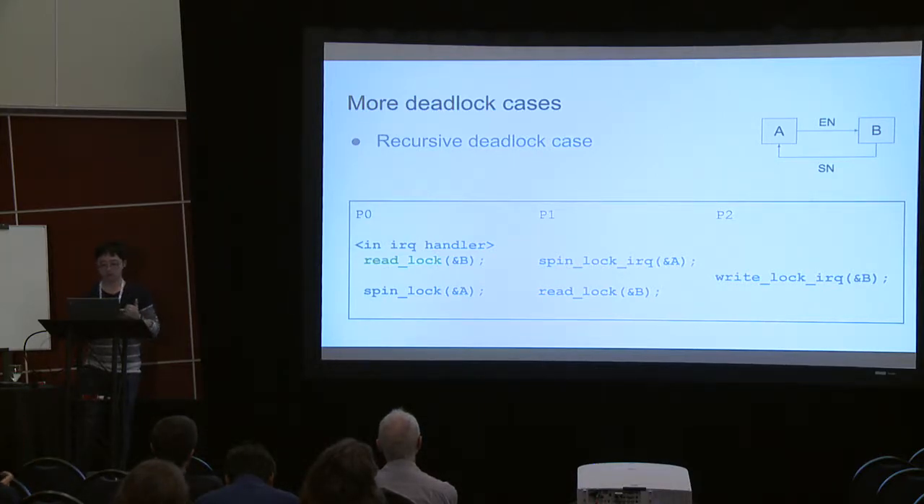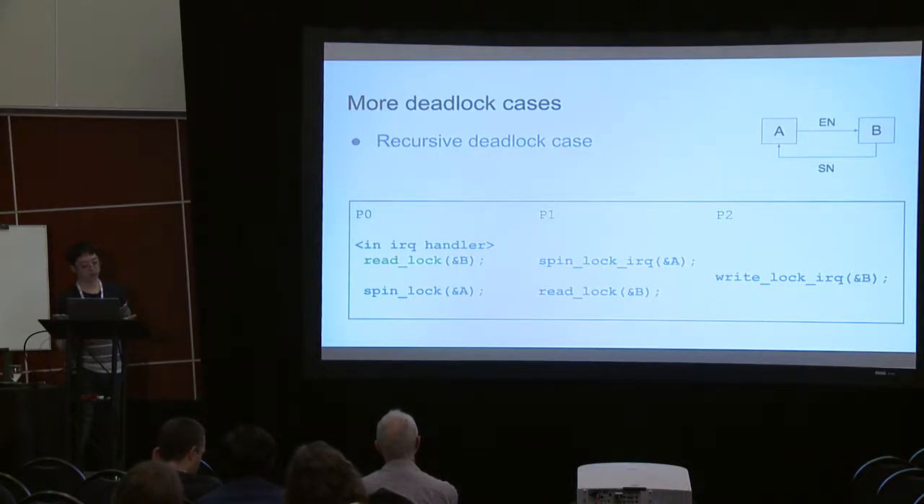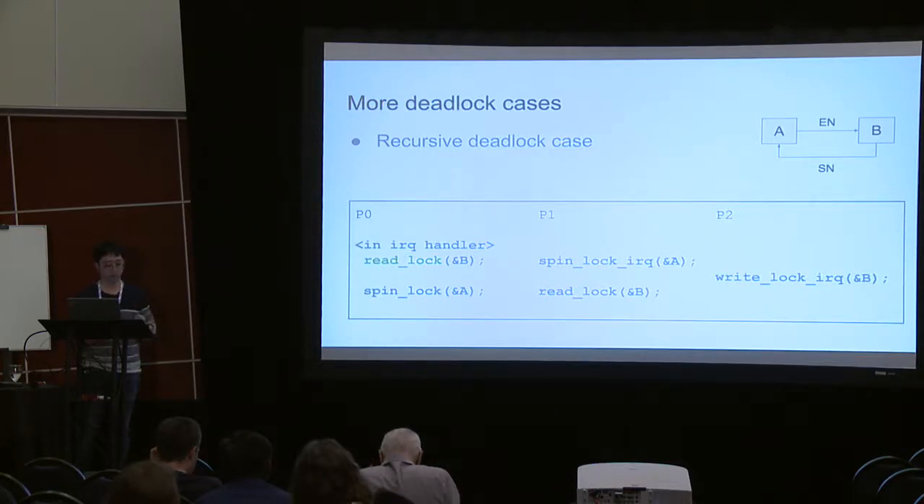So in this case, this is a deadlock. Because P0 is in the IRQ handler, the read lock on P0 is a recursive read lock. After P0 acquires B and P1 acquires A, if there is another P2 waiting for B, that will block the read lock on P1, right? Because the read lock on P1 is non-recursive, it is a fair read lock.